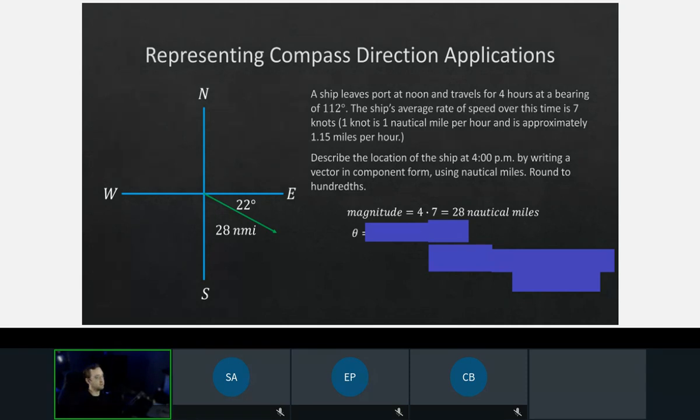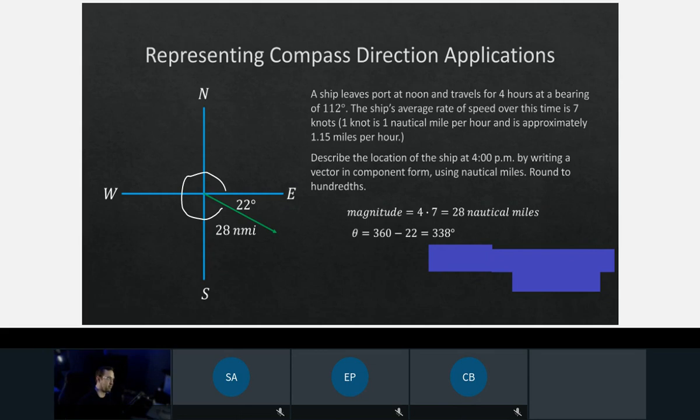All right, then to find the angle, 360 minus 22 gives us 338. So when actually creating your vector, you have to be careful because we're so used to using the reference angle. The direction is actually from here all the way around to here. That is your theta. And that's why we have 360 minus that reference angle of 22 degrees. So that gives us the true angle.